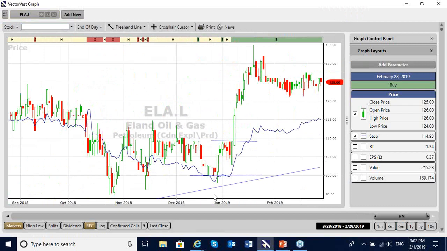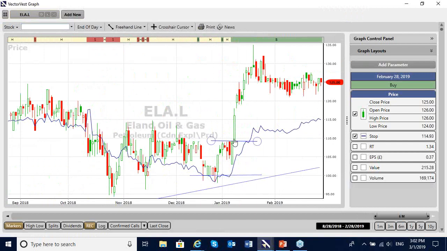This is Elant Oil and Gas. Now, I bought into it just here, and in the remaining videos, we'll talk about why. This blue line is the VectorVest calculated stop loss. So when I bought into Elant above that high at 110, the stop loss was down here just slightly above £1, so we'll assume that was £1.